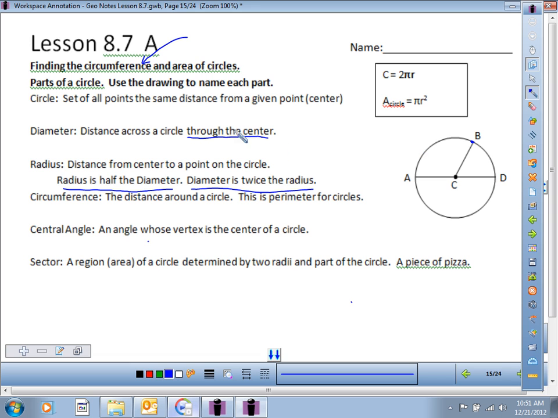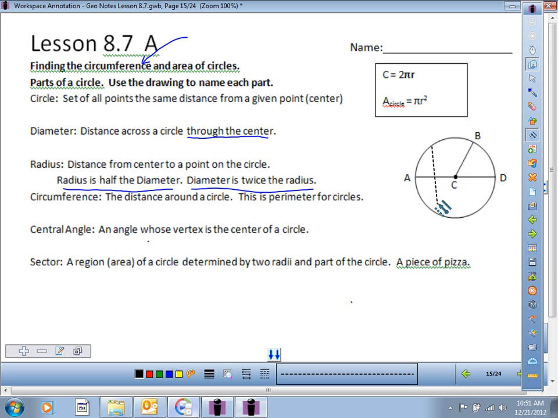Now, a central angle, we have one drawn over here, and a central angle is exactly what it sounds like. A central angle is an angle whose vertex is at the center of a circle. So this angle right here, BCD, would be an example of a central angle. Well, you're thinking, what other kind of angles are there?